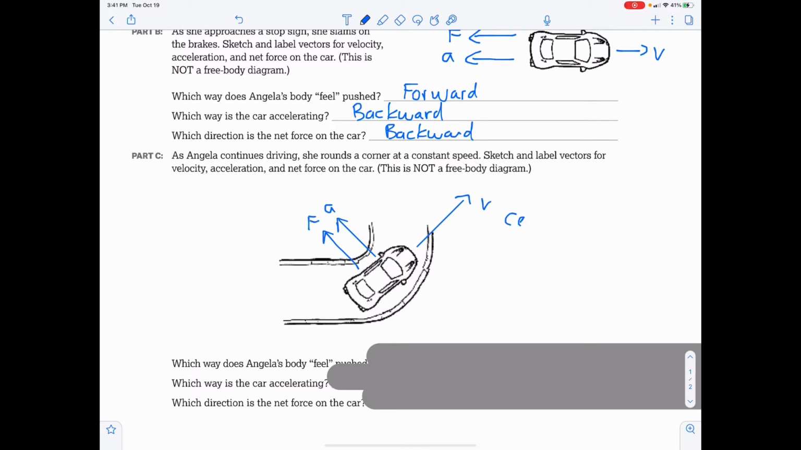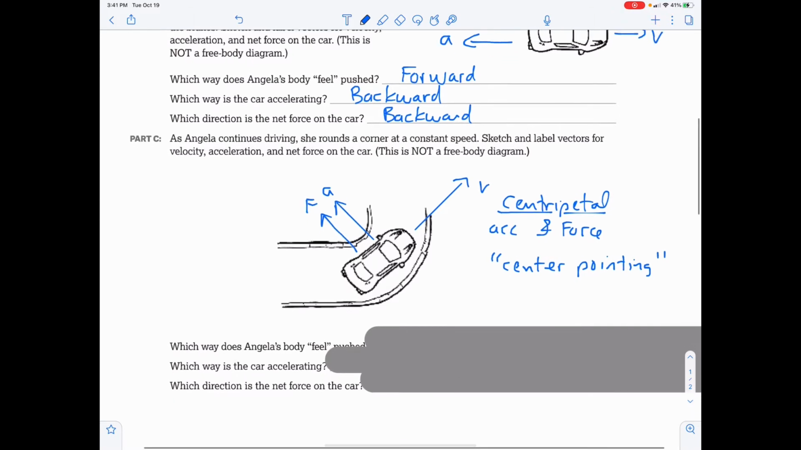They are centripetal acceleration and force. Centripetal refers to center pointing. We're talking about pointing toward the center of a circular curve.